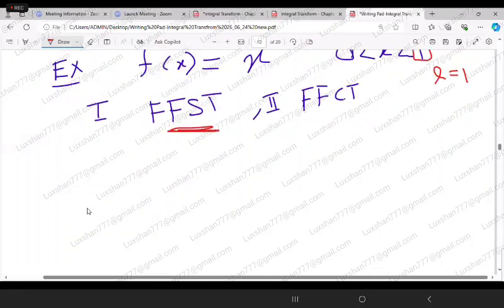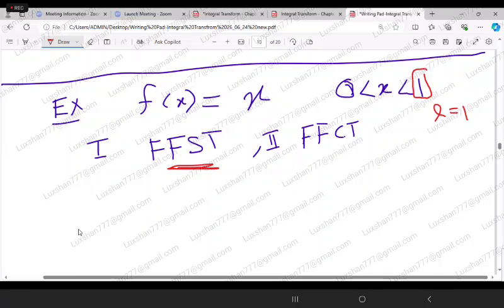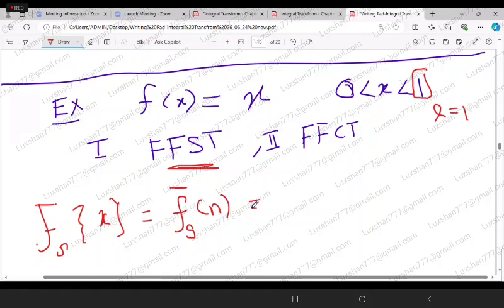So what is the finite Fourier sine transform actually? How is it defined? We'll define the finite Fourier sine transform of x, which is defined to be f bar S n. You have to be careful about the notation. It is equal to the integration from 0 to L, so 0 to 1.